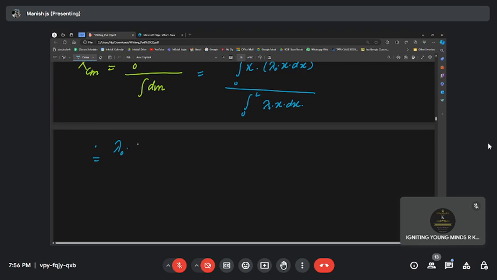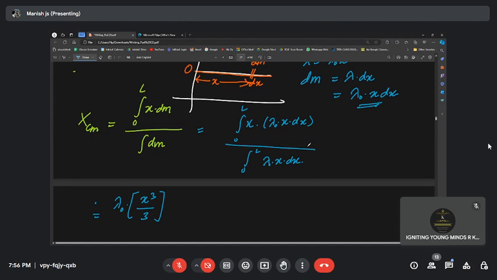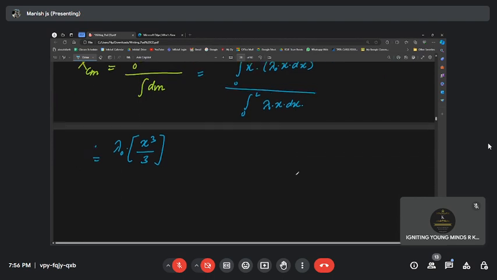So what happens? X square dx is nothing but x cube by 3. So x cube upon 3. You can substitute for the whole. So you substitute it and you are going to apply the limits. So what are the limits we will take appropriately? You take the limits and simplify it. So what are the limits here for x cube upon 3? 0 to L.